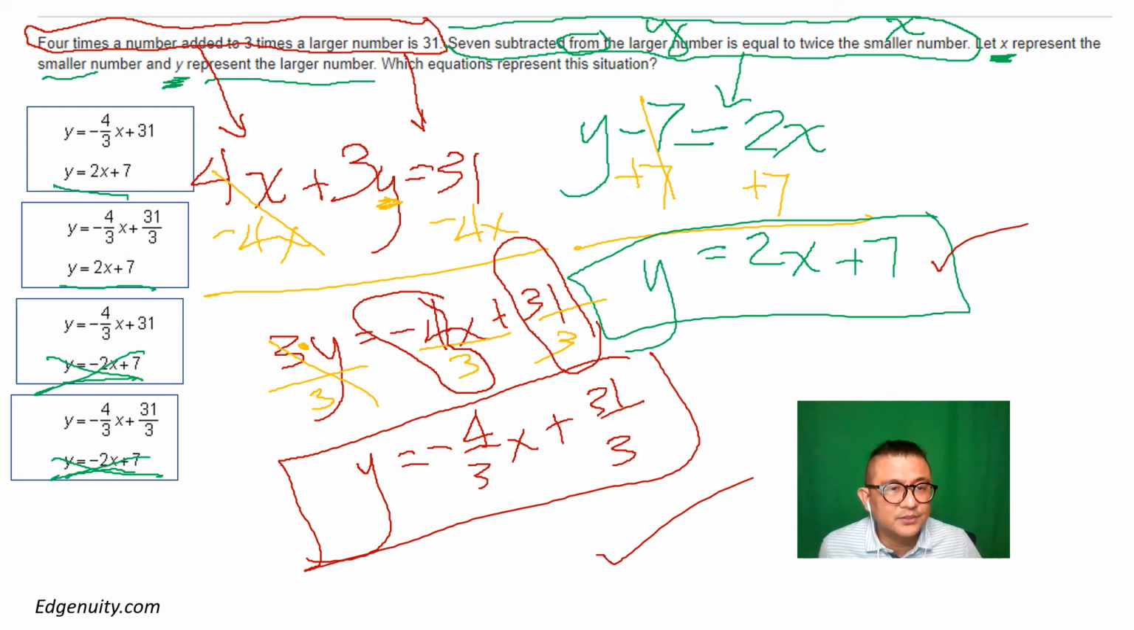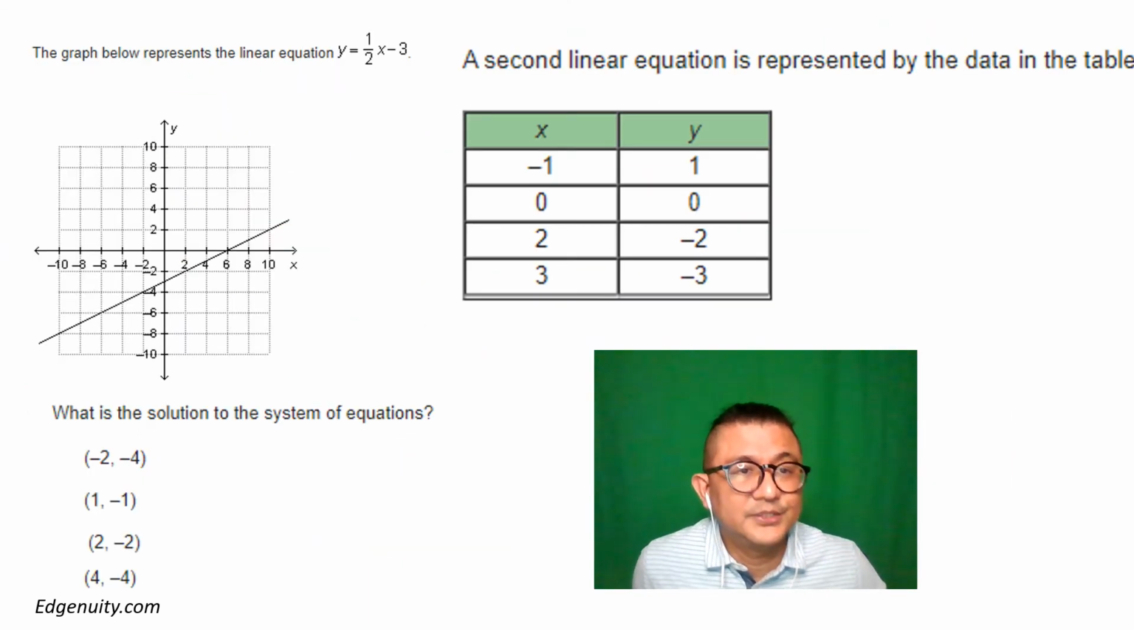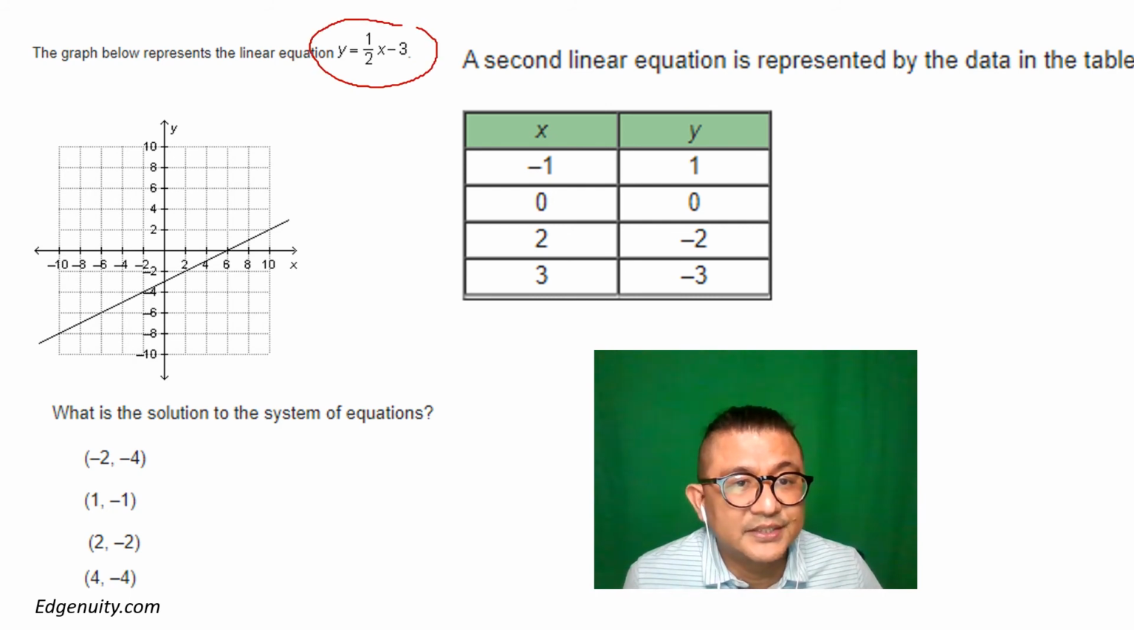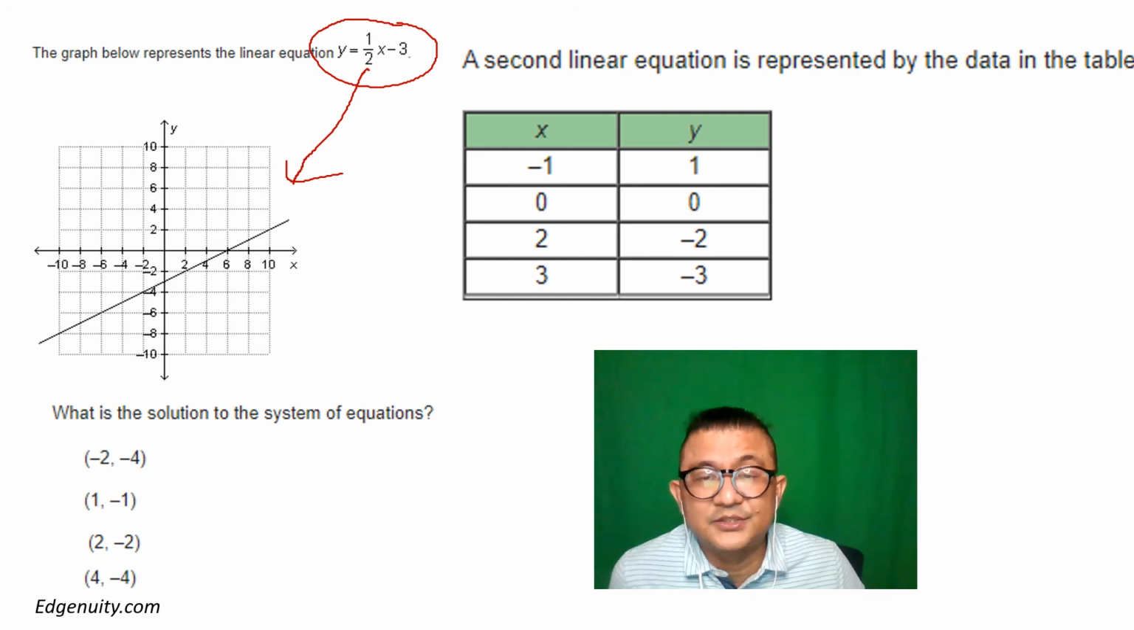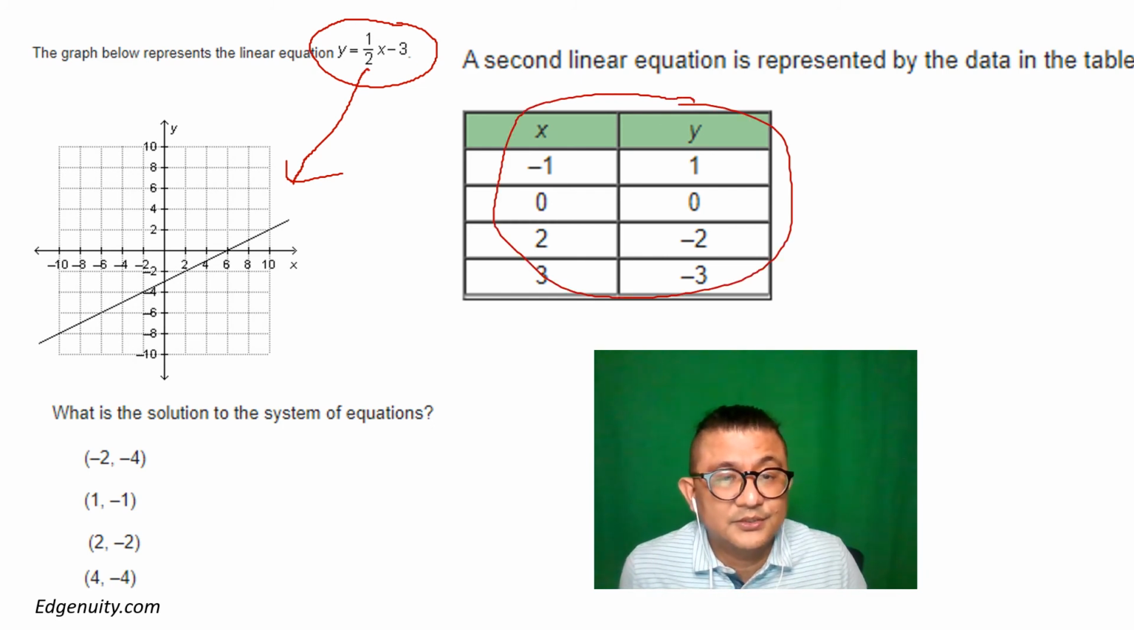Now, which one is equal to this? The first or the second? It is negative 4/3 x plus 31 over 3. This doesn't have the 31 over 3, so this is our answer. Okay? Second equation. This is represented here. It was graphed already for you, correct? But this has no graph. So, let's graph it then.